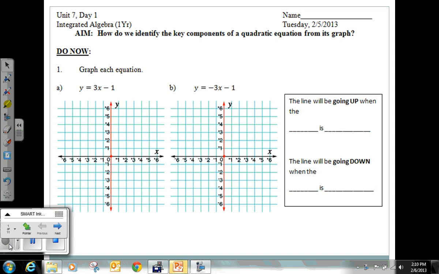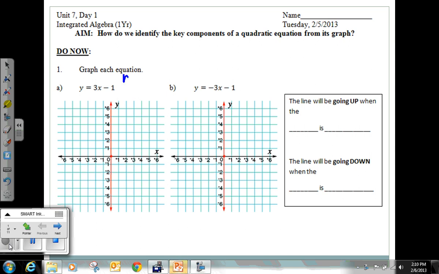Today is Unit 7, Day 1. It's Tuesday, February 5th. The aim is, how do we identify the key components of a quadratic equation from its graph? Press pause now to complete the do now. Press play when you're ready to go over it.